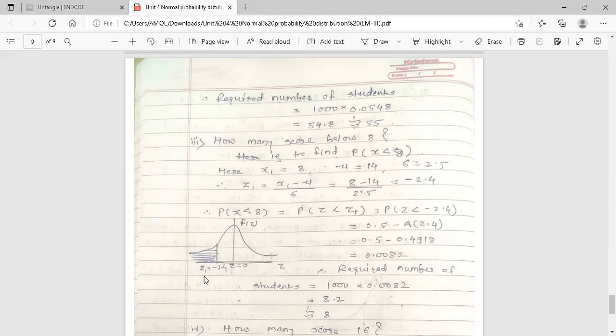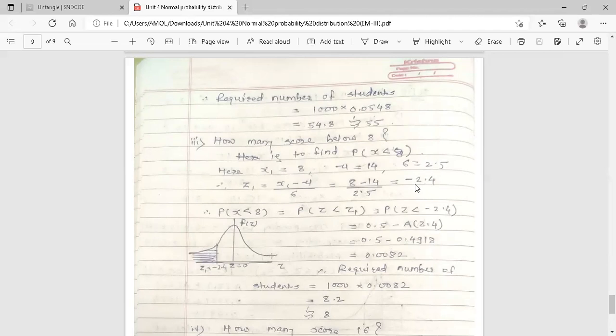Now z1 is here, minus 2.4, on the LHS side of the normal distribution curve. Now we want the probability when z is less than minus 2.4, means the probability of the shaded portion, because it is less than minus 2.4. Now how to calculate the probability of this region? The area of this complete left hand side region is 0.5. You subtract the area of Z1, means this blank portion of RHS side. If we subtract this area from this complete 0.5, we have the area of the shaded portion. Because the area is nothing but the probability of the required region. And so it is equal to 0.5 minus area of 2.4.